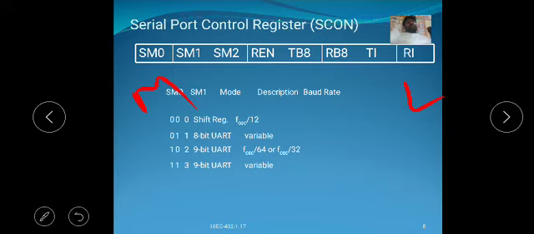10, mode 2: 9-bit universal asynchronous receiver and transmitter. The baud rate is 1/64th of the oscillator frequency, or 1/32 of the oscillator frequency. 11, mode 3: 9-bit universal asynchronous receiver and transmitter. The baud rate is variable.